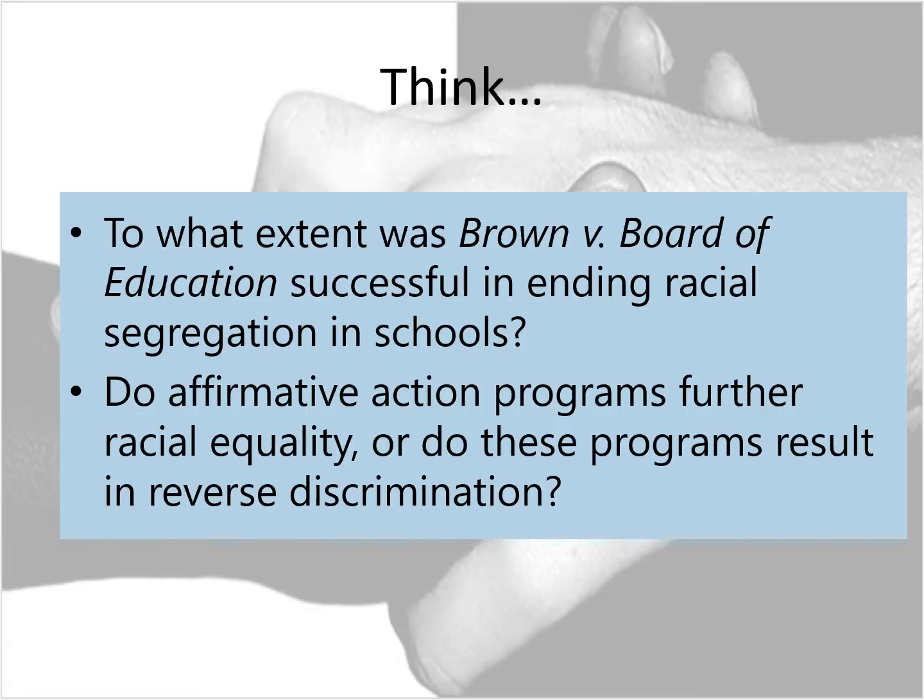So here's 2 more thinks for you. I know there's not a space, but we already kind of talked about this first one. To what extent was Brown versus Board of Education successful in ending racial segregation in schools? I think with our discussion on Federalist 78 and John Marshall and Andrew Jackson, we kind of covered that. And I'll ask you about this in the Zoom tomorrow, which is Tuesday. Do affirmative action programs further racial equality, or do the programs result in reverse discrimination?